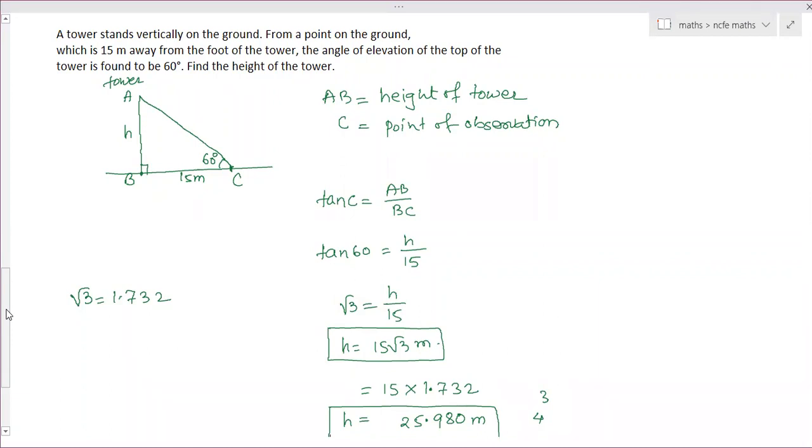There is a single chapter, a single exercise in heights and distances, with 77 questions. Till level 1, that is 57 questions, you have to solve.